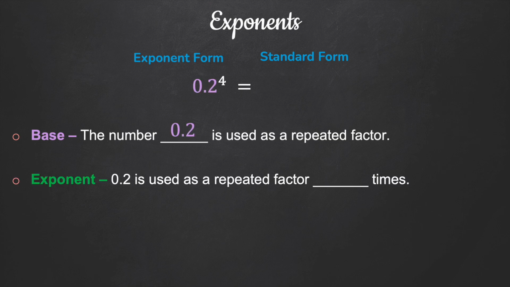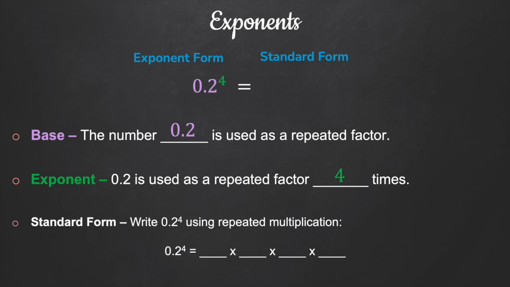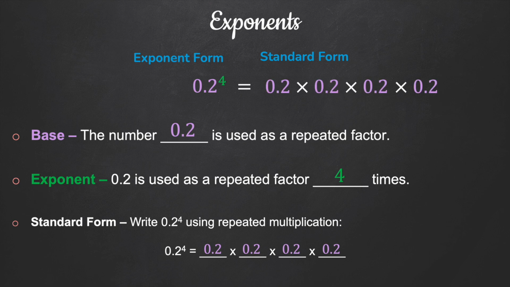Now, for our exponent, 2/10 is used as a repeated factor blank times. That would be 4 because our exponent is 4. Now, to write this in standard form, we have to write 2/10 to the power of 4 using repeated multiplication. So 2/10 to the power of 4 is equal to 2/10 times 2/10 times 2/10 times 2/10. And that's it.